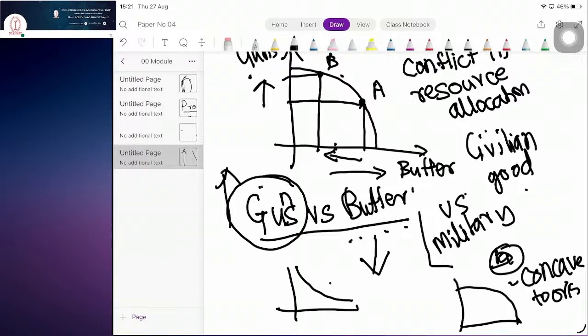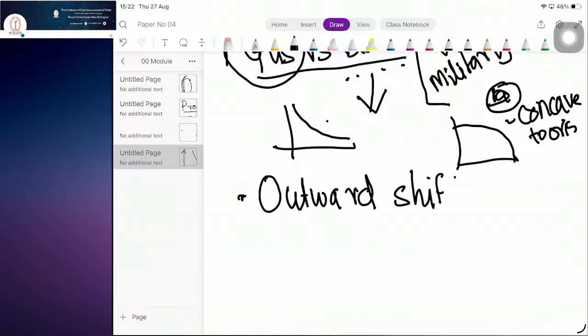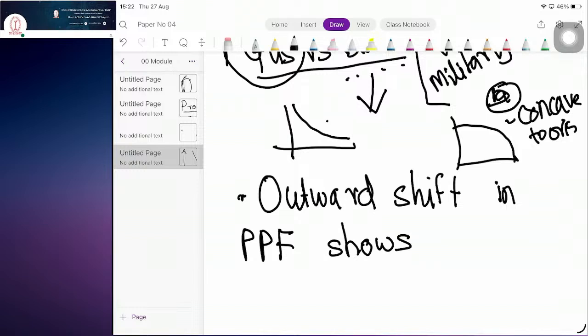Okay, let us look at one more thing. You write down, which is not here, but remember, outward shift in PPF. The outward shift in PPF shows growth. Okay, keep that in mind.